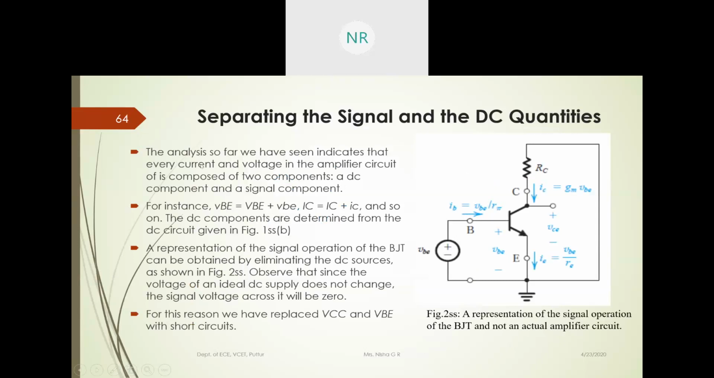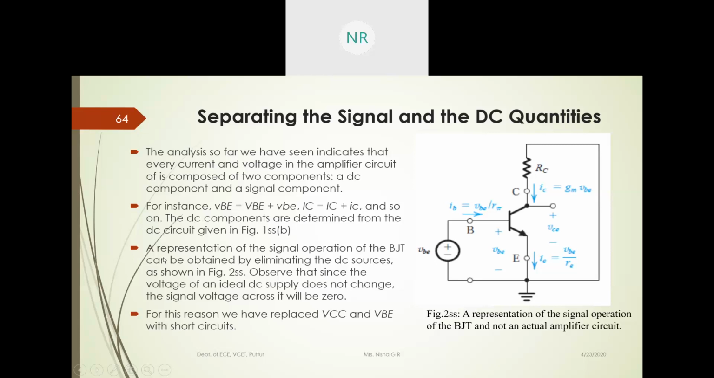The analysis so far indicates that every current and voltage in the amplifier circuit is composed of 2 components, the DC component and the signal (AC) component. For instance, we have seen just now that VB is equal to DC component plus AC component. Here also it is DC plus AC current. So determine this from the first figure.